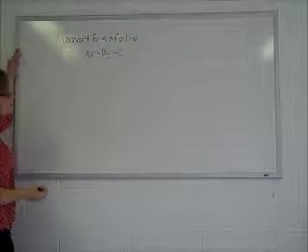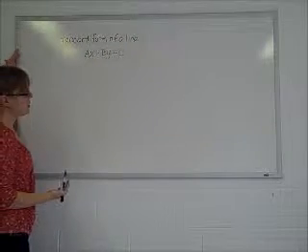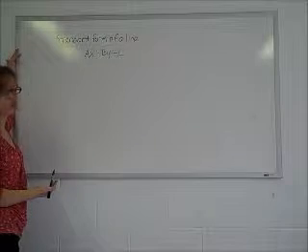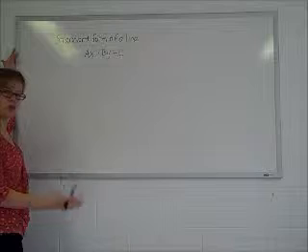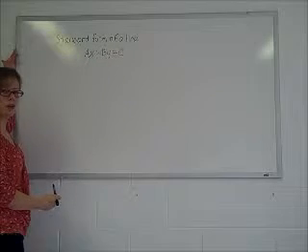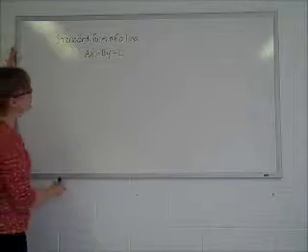Ax plus By equals C. A, B, and C are all standing for actual numbers. So in this situation, basically all that's happening is that your x's and y's, your variables, are all on one side together, and your numbers on the other side.